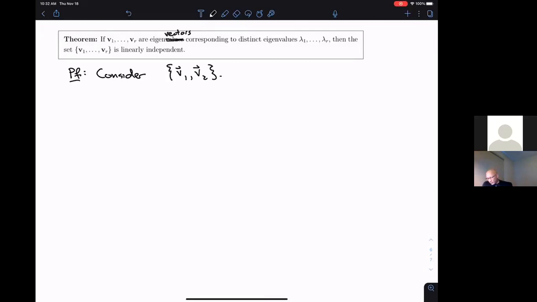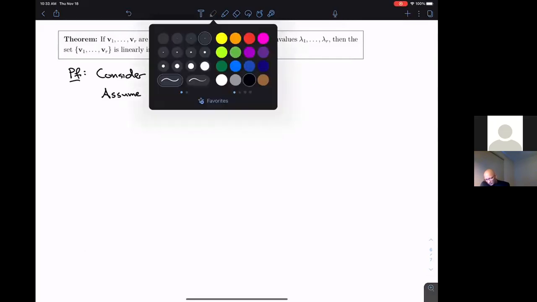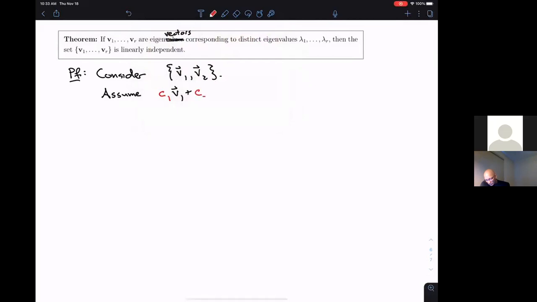Okay, so how do I study dependence, independence? Well, let's assume that I have a linear combination, right? So C1 times the vector V1 plus C2 times the vector V2 is the zero vector. Right, so suppose I have a linear combination of my two vectors V1, V2 that equals the zero vector.